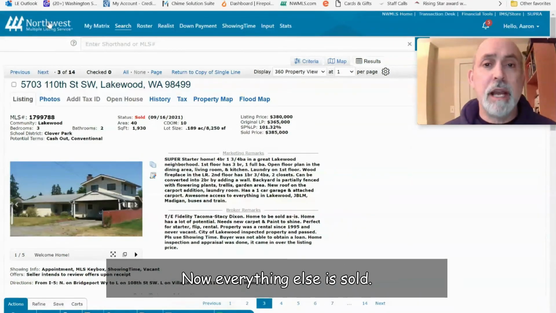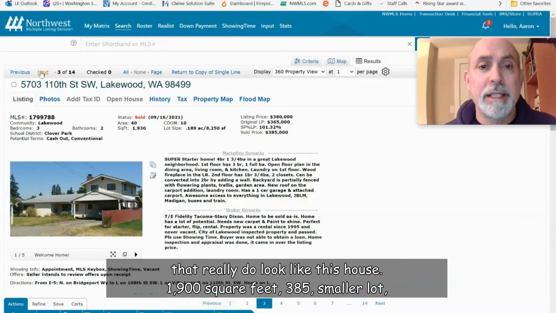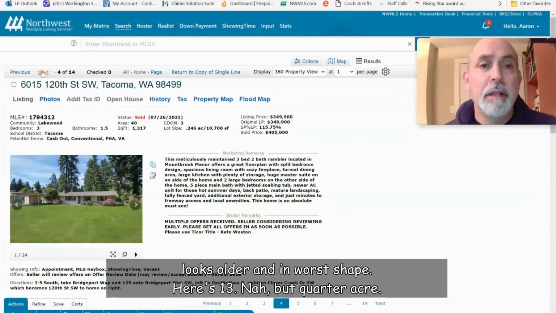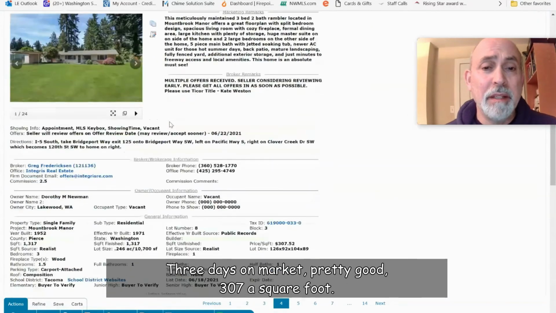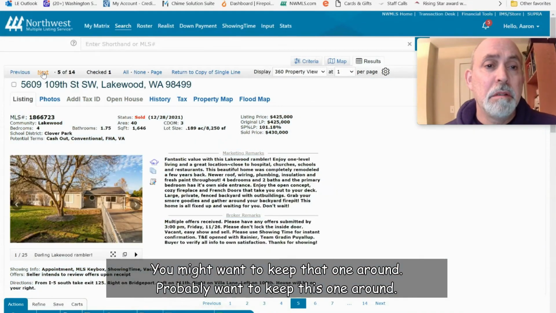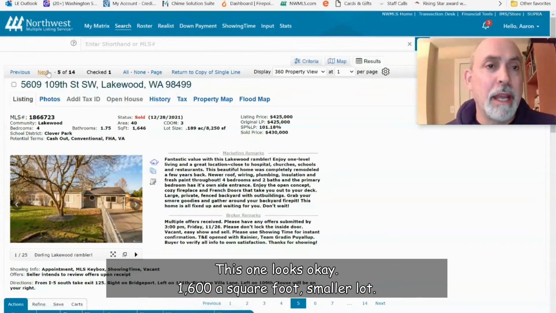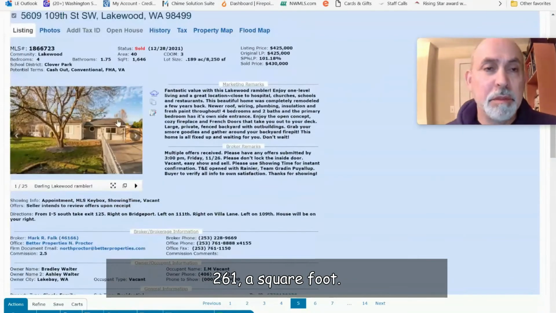Here is now everything else is sold. So for the solds, we want to find 1 or 2 that really do look like this house. 1900 square feet, 385, smaller lot, looks older and in worse shape. Here's 13, but quarter acre, 3 days on market, pretty good. 307 a square foot. You might want to keep that one around. Probably want to keep this one around. This one looks okay. 1600 a square foot, smaller lot, 261 a square foot.